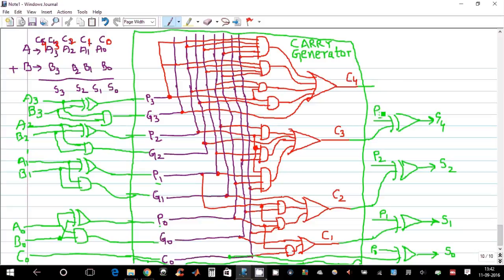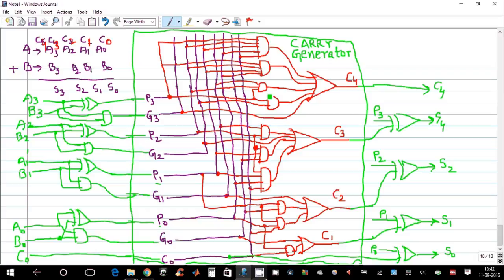So this C4 is nothing but our 5th bit. So this is our 5th bit. So this is what the overall carry look ahead adder would look like. Now, as you can see, we are more interested in the delay, right?